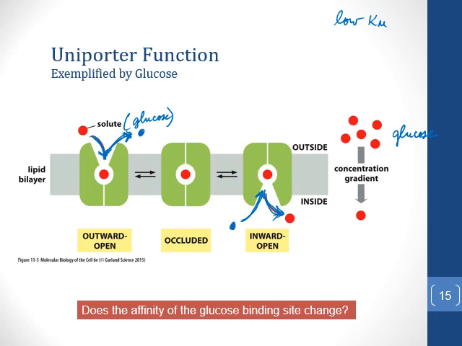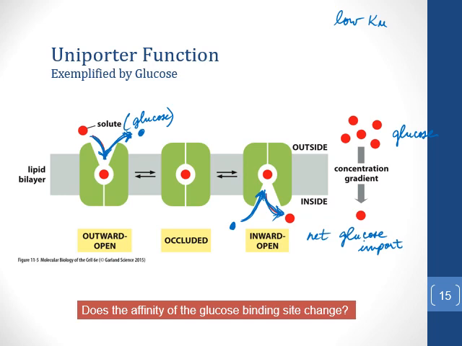Now, it's possible that it would be reoccupied, but why is that unlikely? It's unlikely because the concentration is so low. And because the concentration is so low, you get net glucose import.